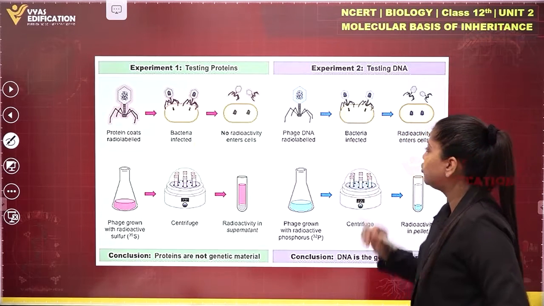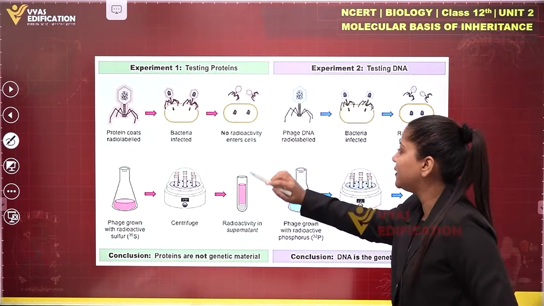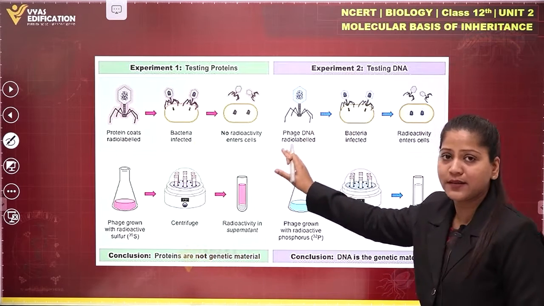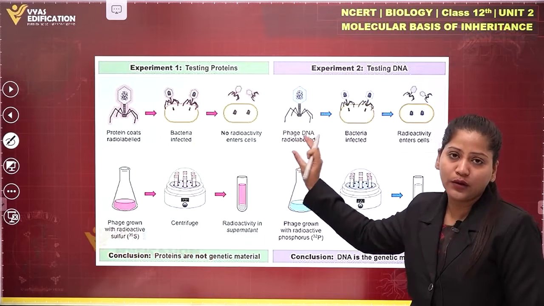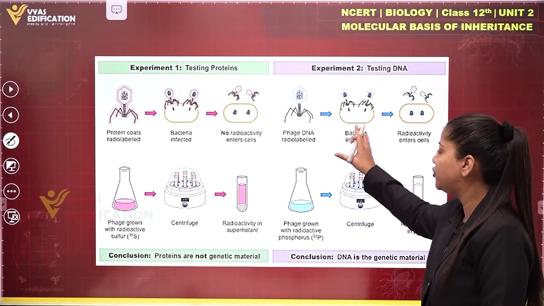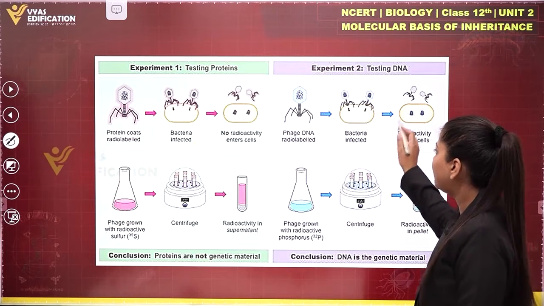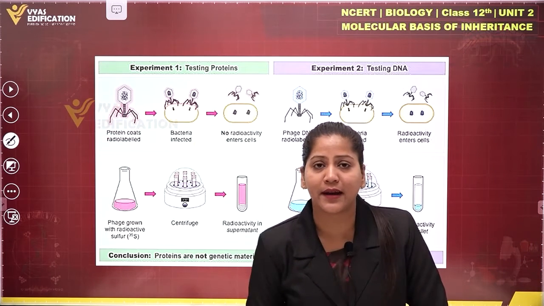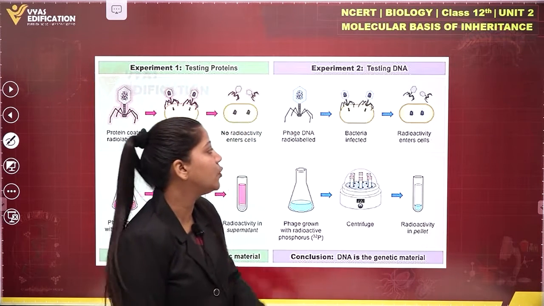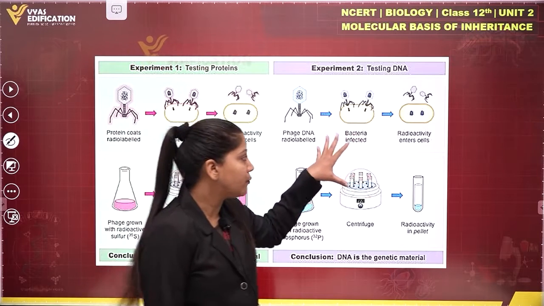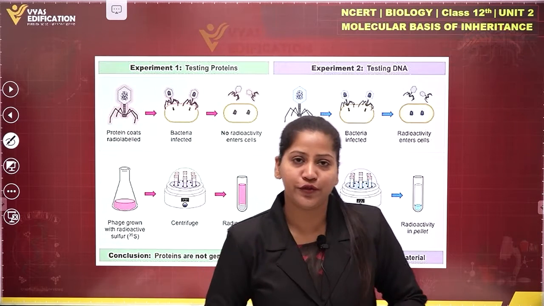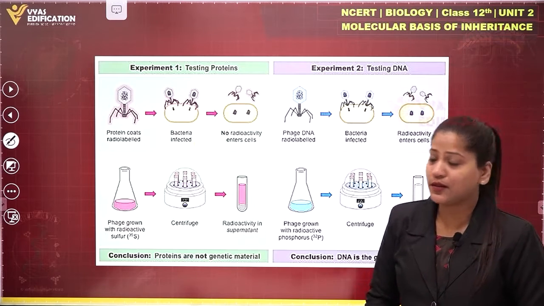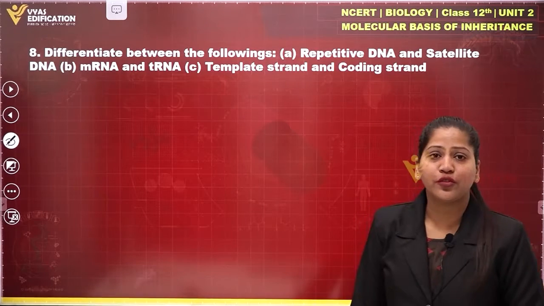But in experiment 2, when these scientists radiolabeled the DNA of this virus or bacteriophage and allowed this bacteriophage to infect the Escherichia coli or bacteria, after analyzation they found this Escherichia coli or E. coli was radioactive. Alright, so from this experiment they proved that genetic material is DNA but not proteins. This is the complete solution of question number 7.